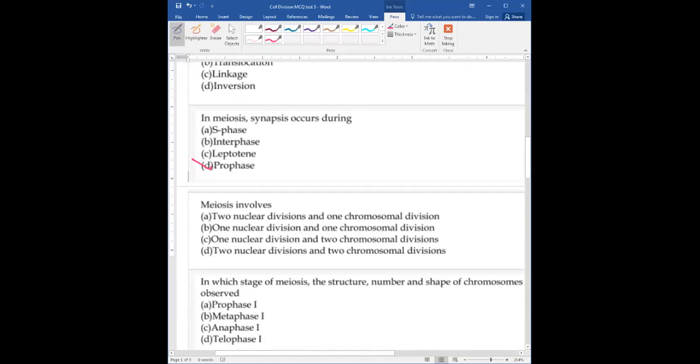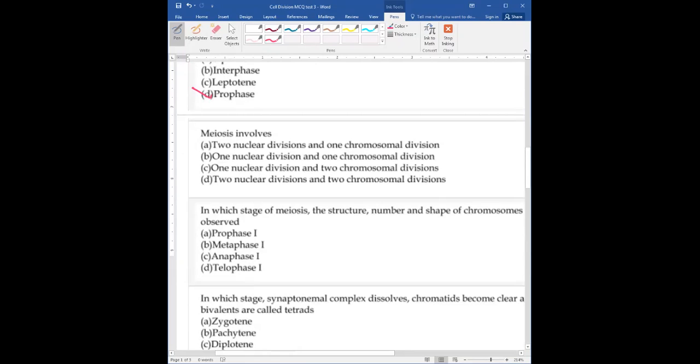Now this question is very important, guys. I want you to understand this. Ruby, you are going to answer this especially. Meiosis involves: two nuclear divisions and one chromosomal division; or one nuclear division and one chromosomal division; or one nuclear division and two chromosomal divisions; or two chromosomal divisions and two nuclear divisions. What do you think? Very nice.